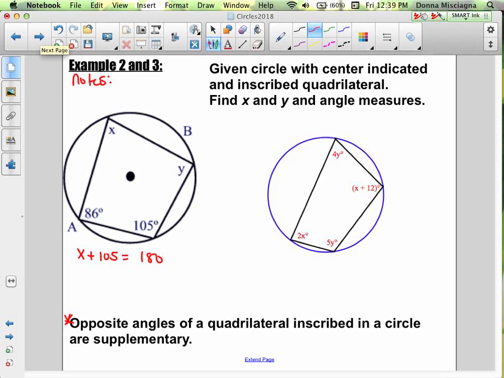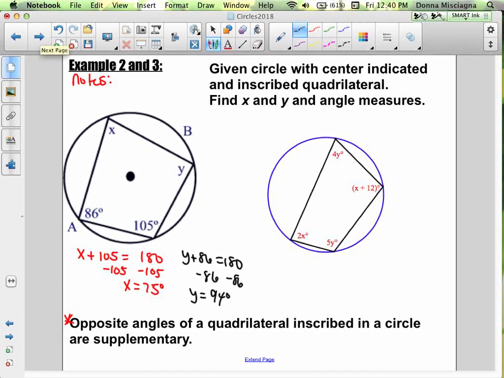If we subtract 105 from both sides, X is 75 degrees. And there we go. That's all there is to finding X. Now let's find Y. So Y plus 86 equals 180 degrees. If we subtract 86 from both sides, Y is equal to 94 degrees. There we go, we're done.